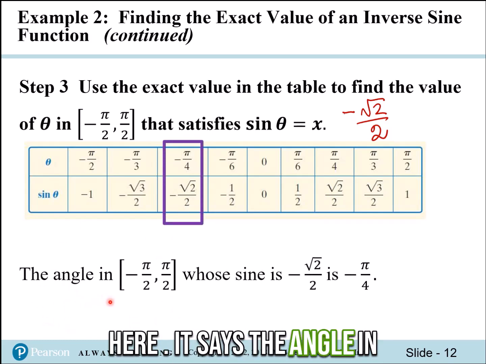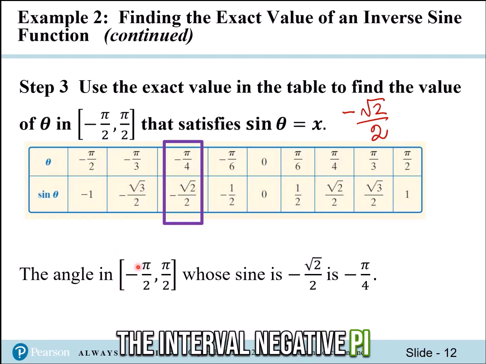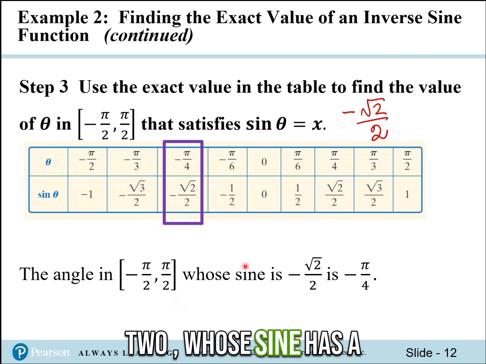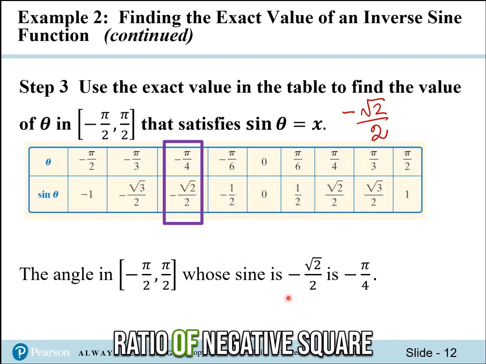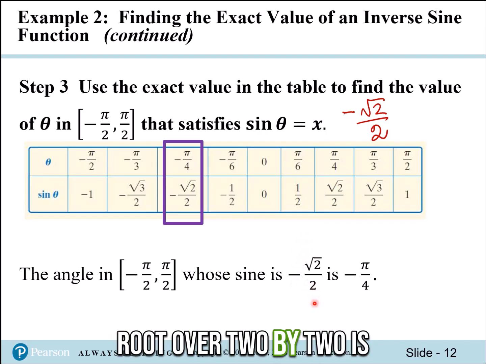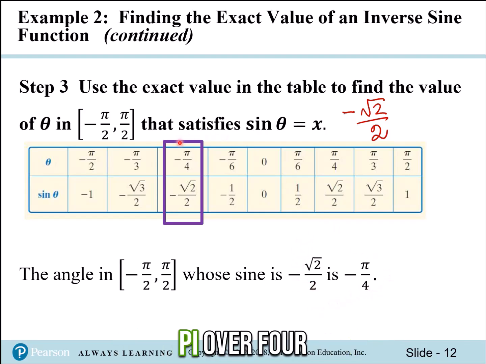It says the angle in the interval negative pi over 2 comma pi over 2 whose sine has a ratio of negative square root of 2 by 2 is negative pi over 4.